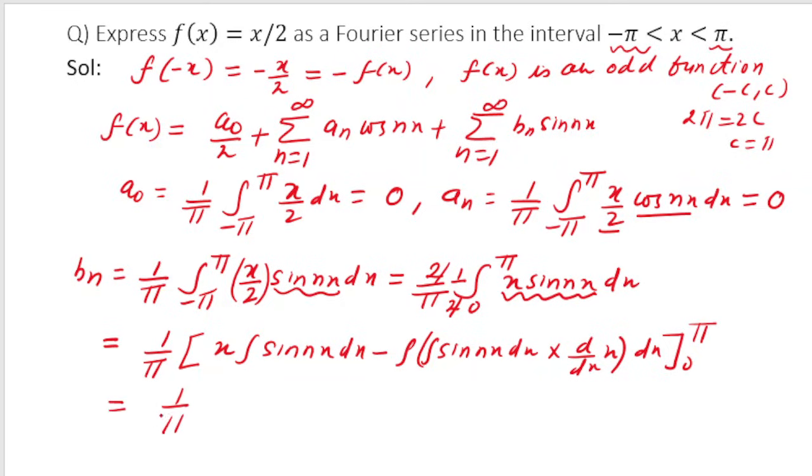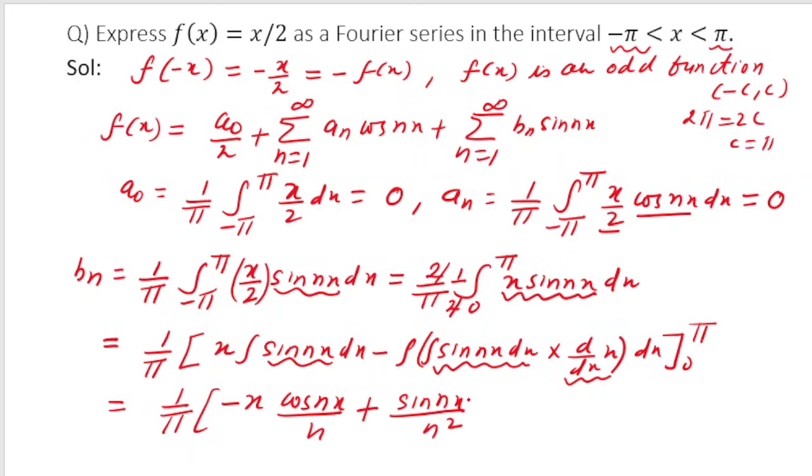I will get 1 by pi. This will give me minus x cos nx by n. Integration of sine nx is minus cos nx by n, and integration of sine nx dx also will be minus cos nx by n. So this minus minus will become plus, this will be 1, and we have to integrate this thing again, so I will get sine nx by n, so it will become n square. Limit of integration is 0 to pi.